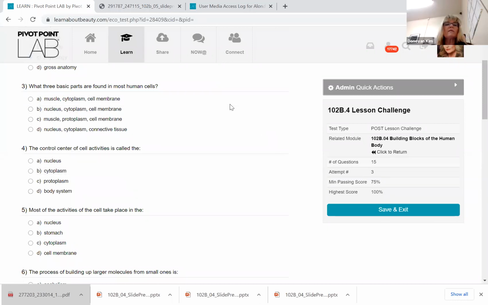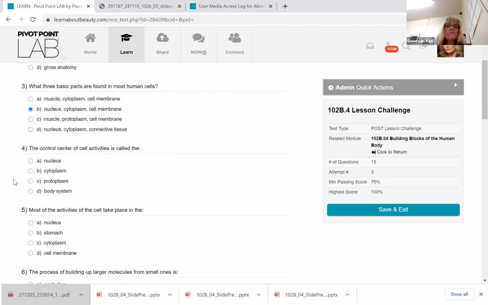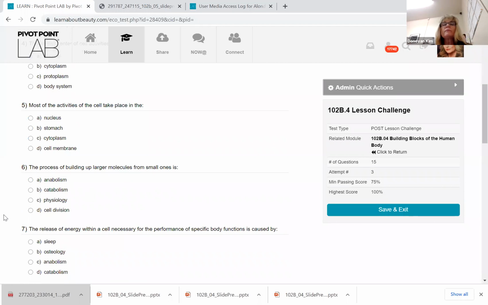Ruben. Okay, 3 basic parts are found in most human cells. What are they? I'm gonna say B, nucleus, cytoplasm, and cell membrane. Okay. Alejandro. Control center of all cell activities is what? I'll take nucleus for 500, please. Okay, well, you would get 500. I'd give it to you, but I don't have it. Nick.